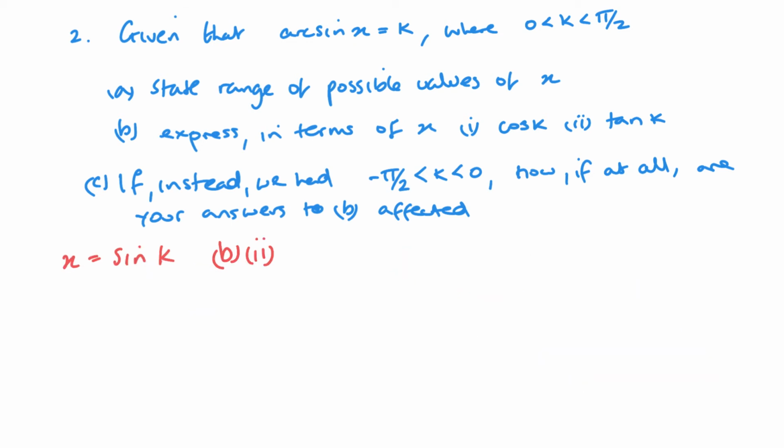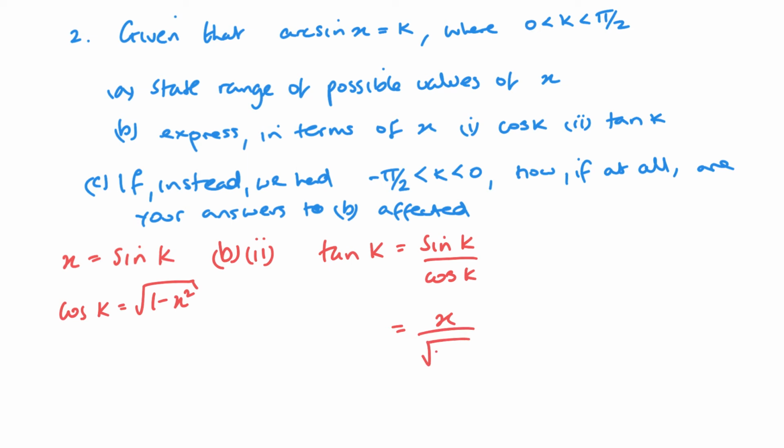Now, B part 2, we want to find tan. So tan k is got to be equal to sine k over cos k. Now, I already know what sine k is, and cos k we just worked out to be the square root of 1 minus x squared. So this is going to be x over square root of 1 minus x squared.